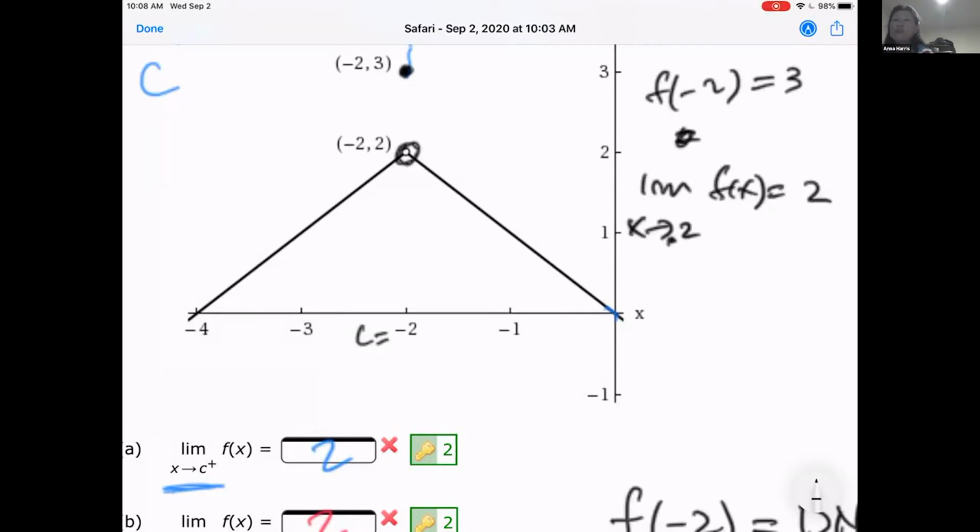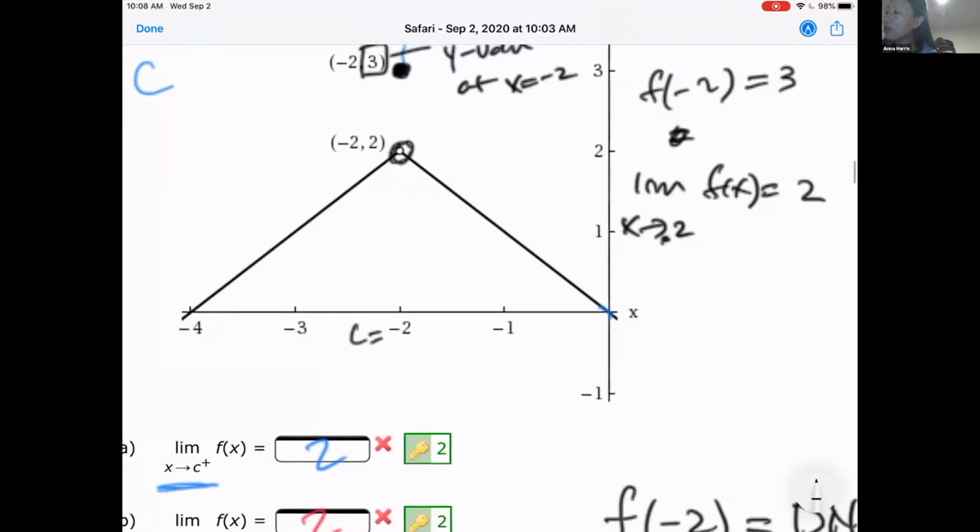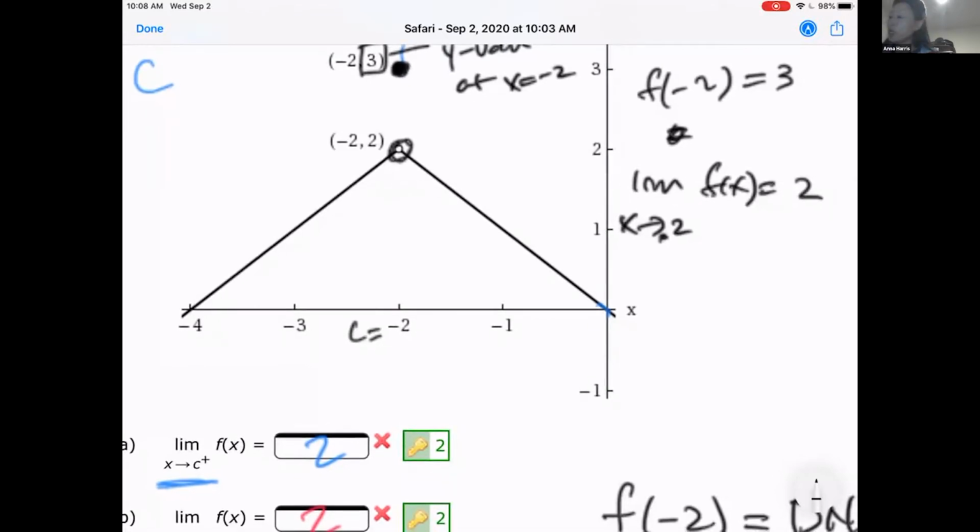Okay, are you following me, the difference between limit and y value? The y value is this. They gave you a closed circle right there. So this value right here is your y value at x equal to -2. And this one right here is an open circle, so this is your limit value. The limit at x equal to -2 is 2. Do you see the difference between the y value and the limit? Anybody have questions about that?